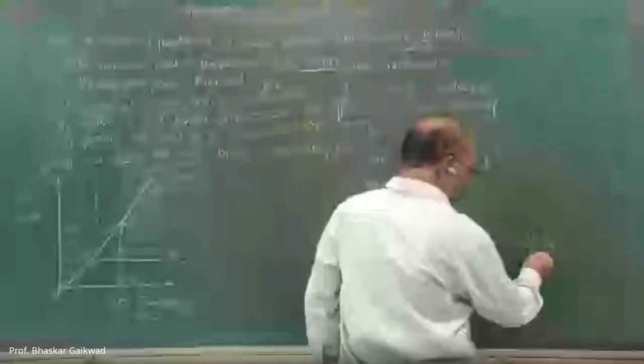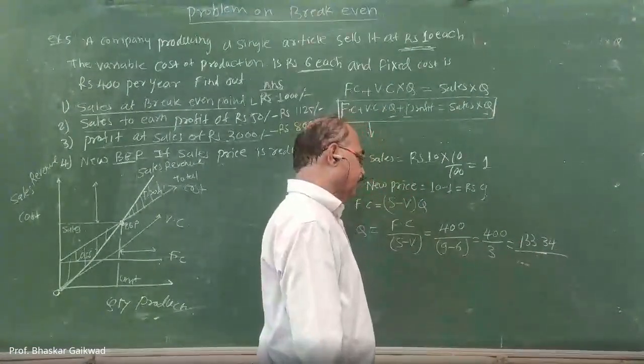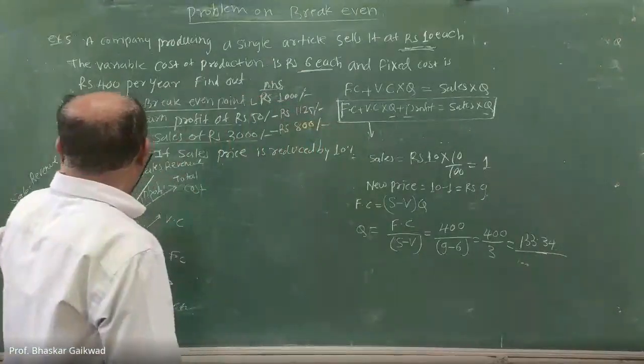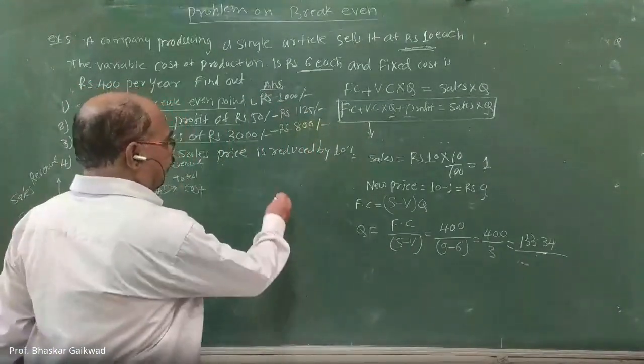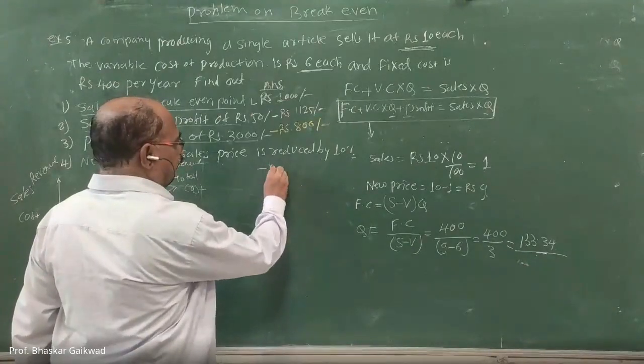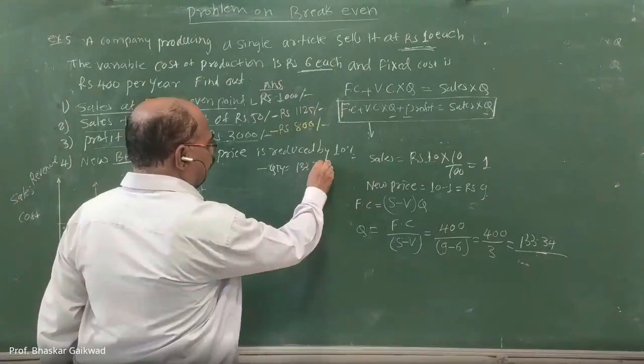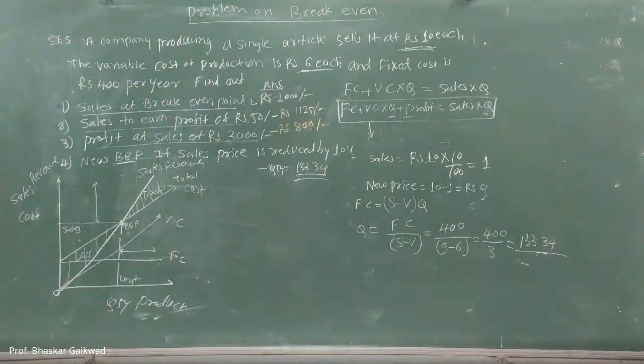133.34. So this is quantity. Actually, this point will not be there. 133 you can consider. So this is the point 1. So here, the last answer for this is in quantity. This is the quantity.